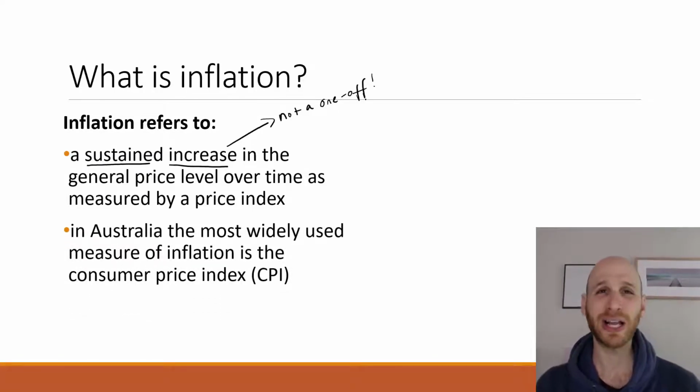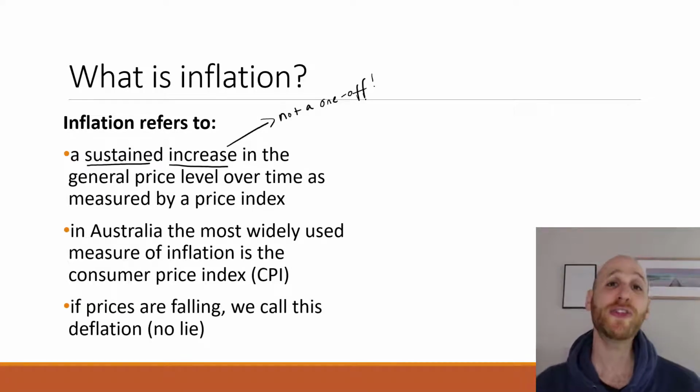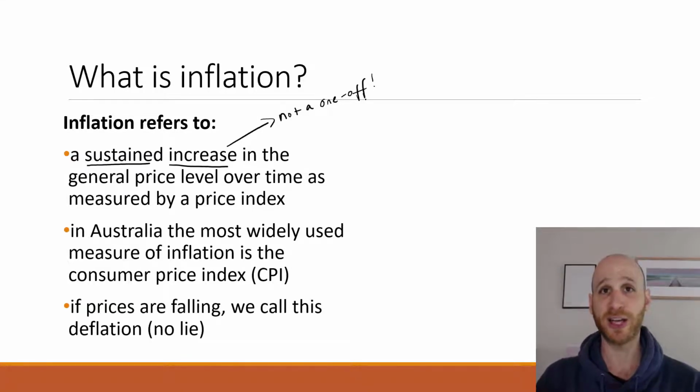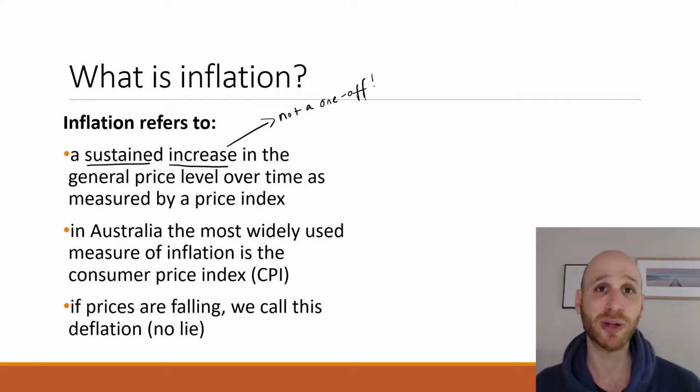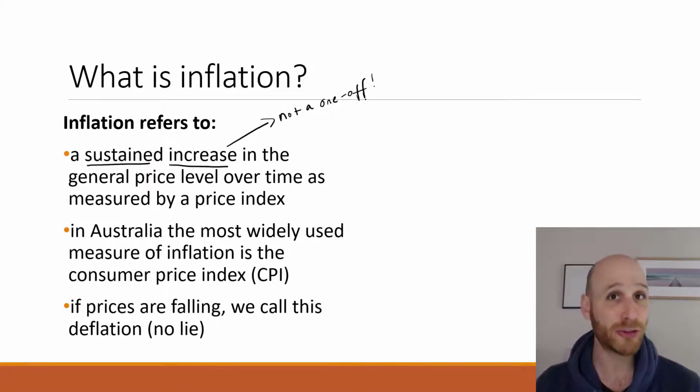In Australia, the most widely used measure of inflation is what's known as the Consumer Price Index, or CPI. The other situation is that prices are not steadily increasing, instead they're falling. If we have this situation, we call it deflation. And that's a true fact.